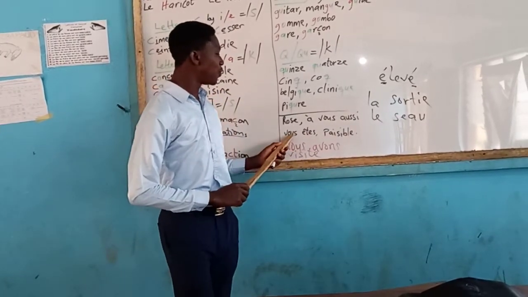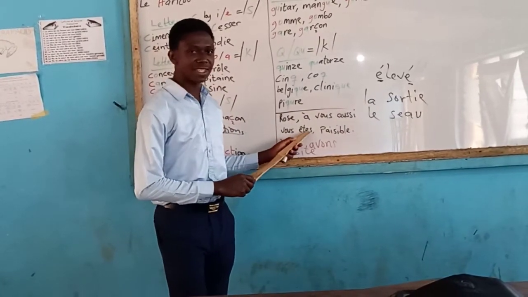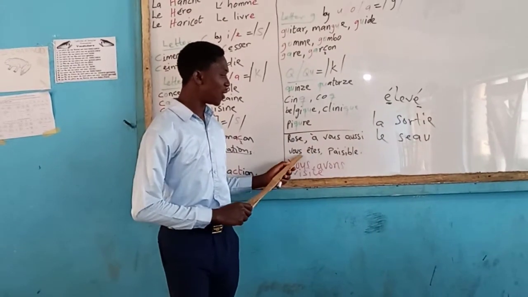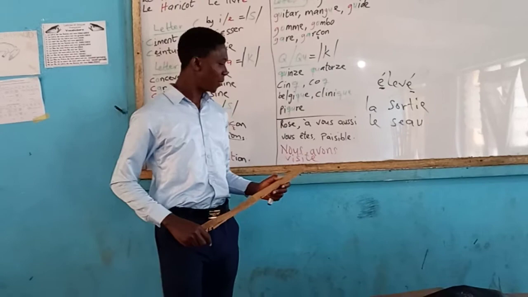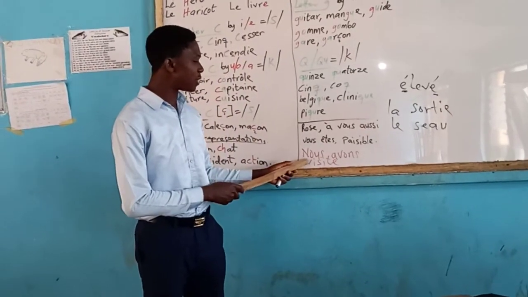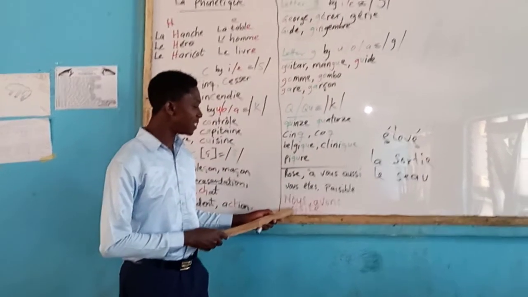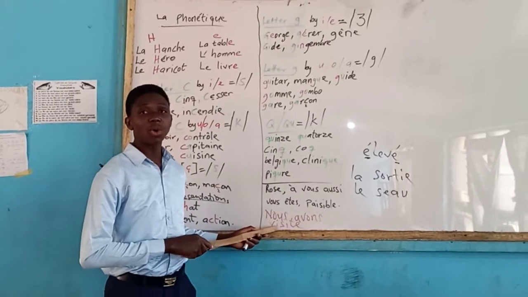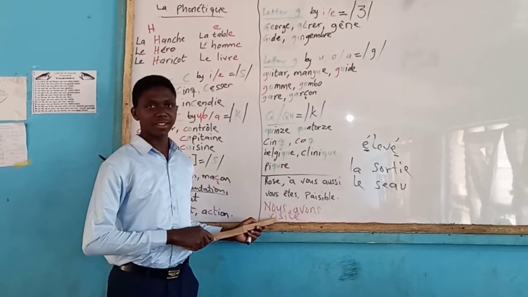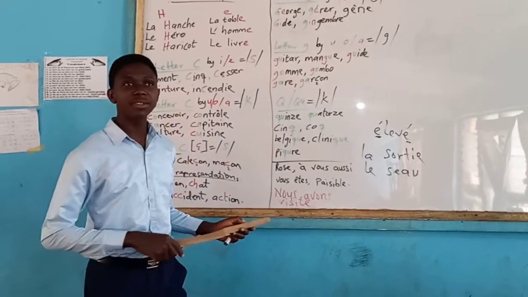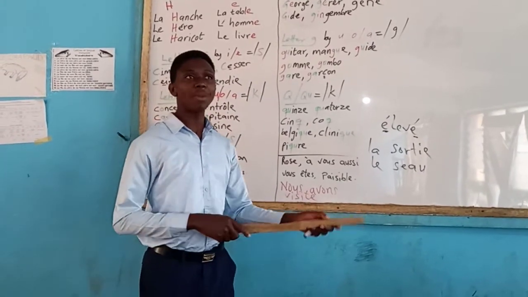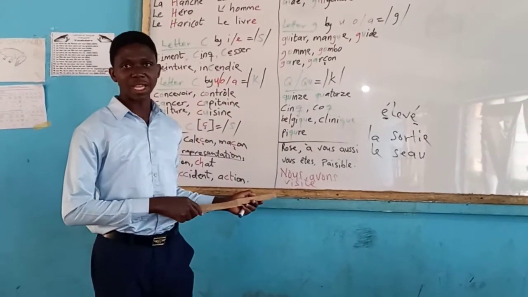Then we have vous and êtes. So we have vous êtes. Vous êtes. So à vous aussi, we have vous êtes. Now, can you try pronouncing this word for me? Let's see. We have this one as well. Visite. That is correct. Une visite à la gare, une visite au zoo, une visite au marché, une visite à la capitale.